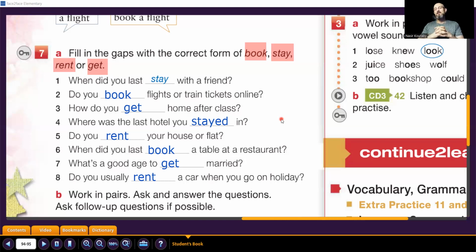Okay, so number five, do you rent your house or flat? Yes, I rent my flat. And you? Number six, when did you last book a table at a restaurant? I think it was like last year. Yes, I booked a table at a restaurant. And you?